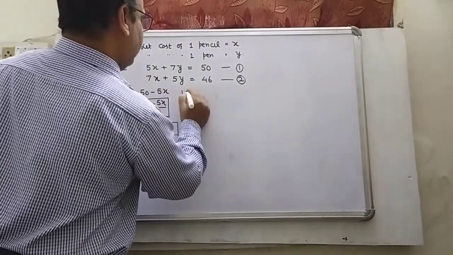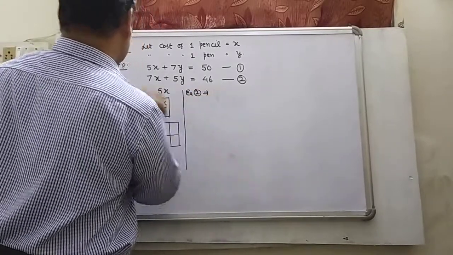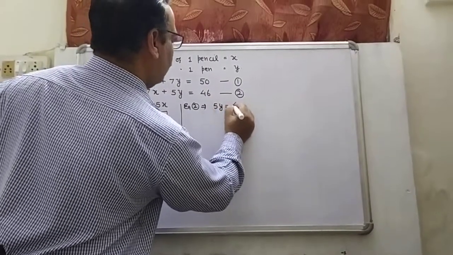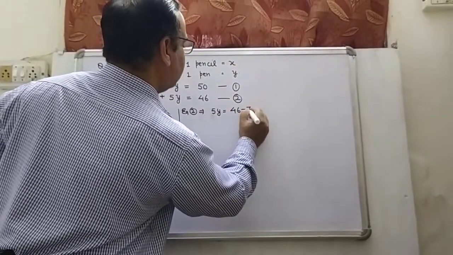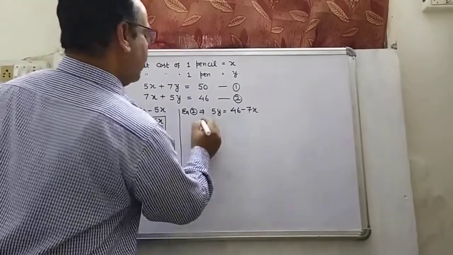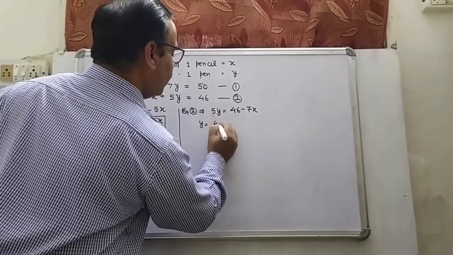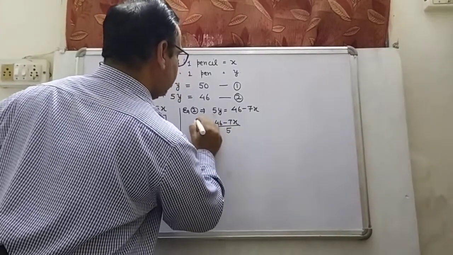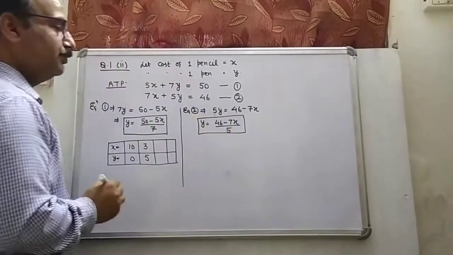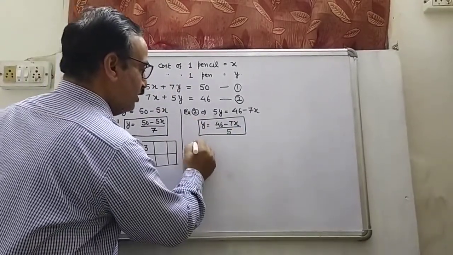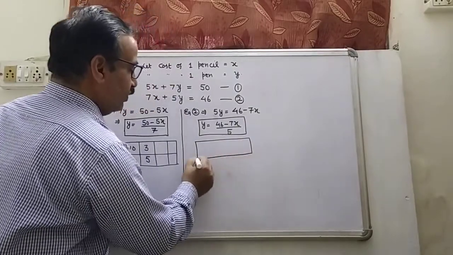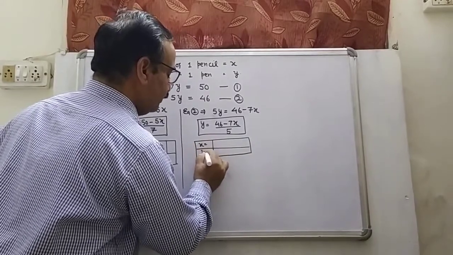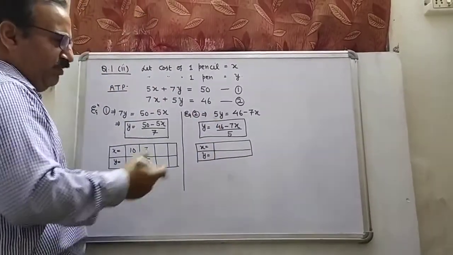According to second equation, we get 5y is equal to 46 minus 7x. And that is why y should be equal to 46 minus 7x over 5. That is the value of y here. Now we'll take different values of x. And we will try to find out different values of y. At least 2 equations are required. What should be the value of x here?